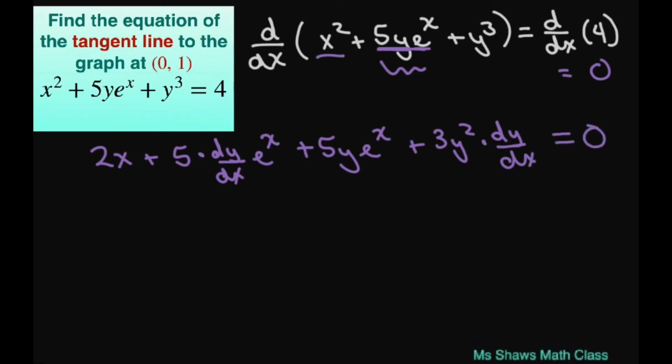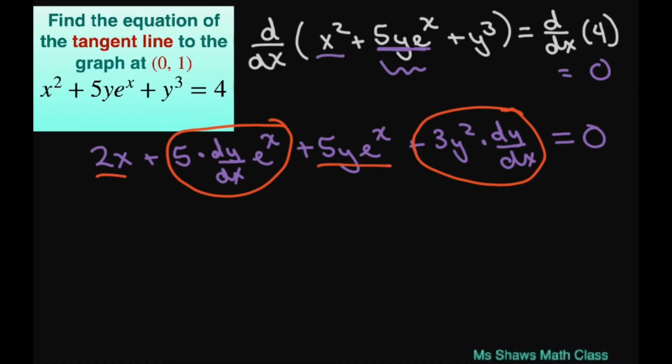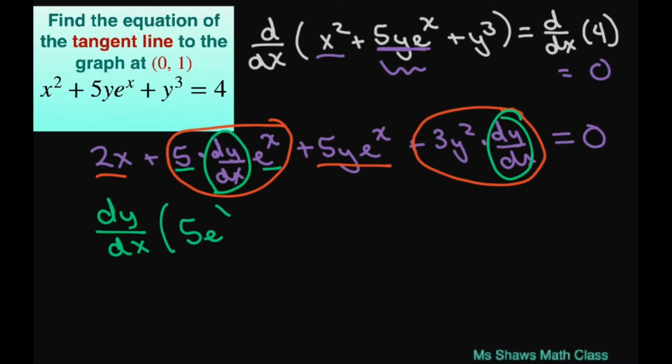Now the next step is to group your dy dx's together. So I'm going to leave these on the left-hand side and move these two over to the right. Also going to factor out dy dx. So I'm going to do that all in one step. So for dy divided by dx, I'll be left with 5 times e to the power of x, and then we have plus this piece, 3y squared.